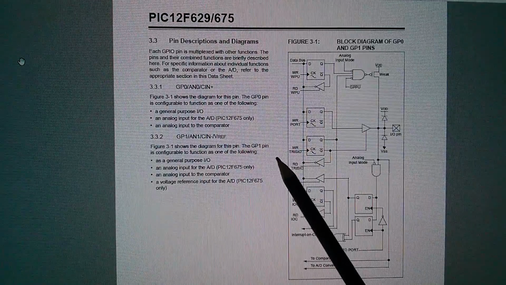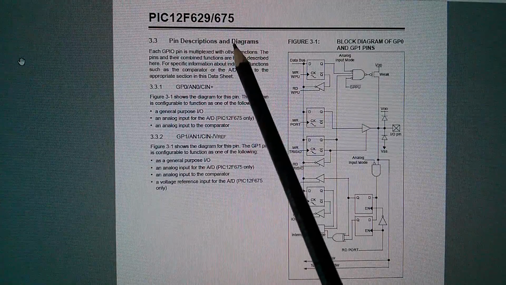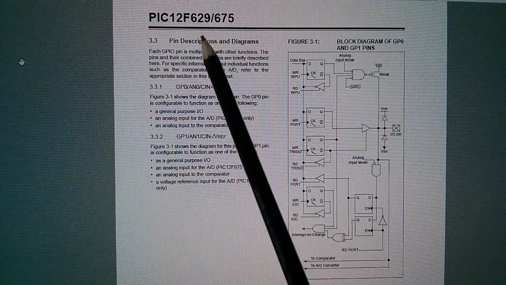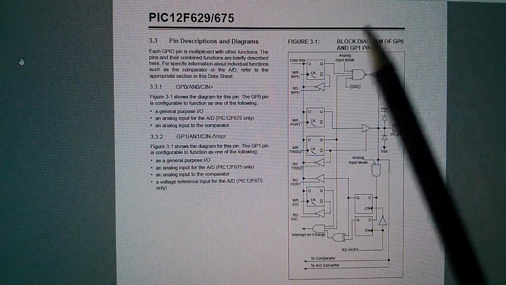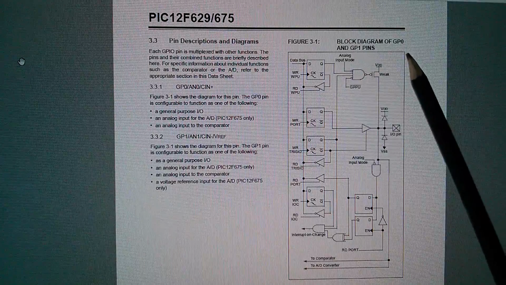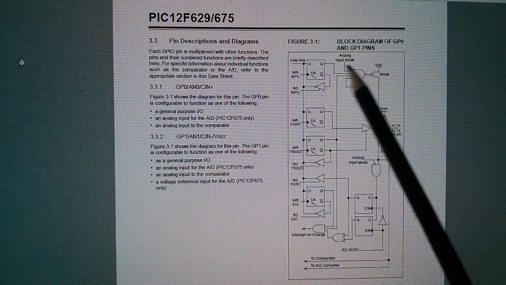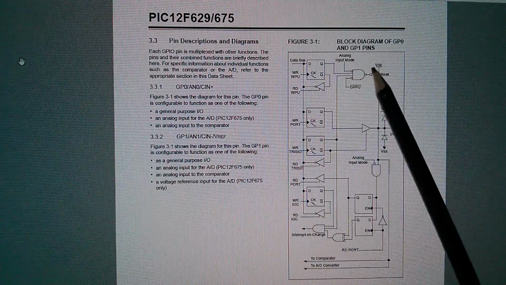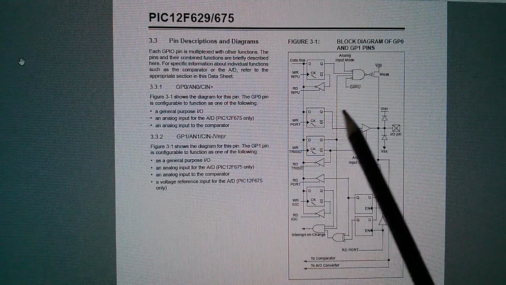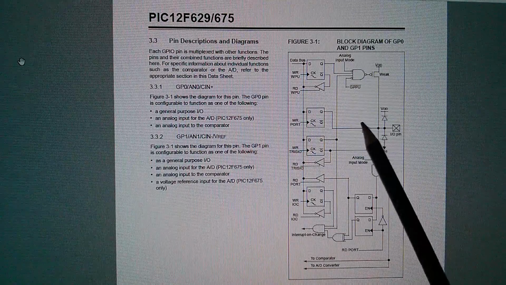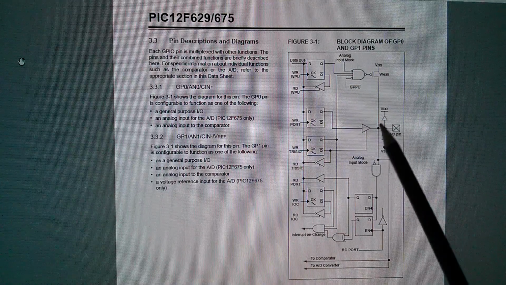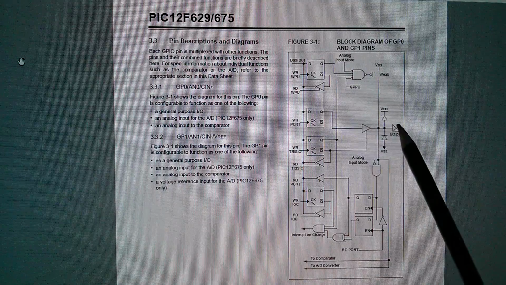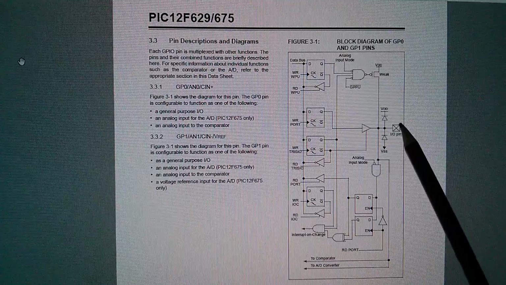So here's the datasheet for the PIC 12F675 and the 629. The only difference with the 629 is it doesn't have analog to digital inputs. Here is a block diagram of GP0 and GP1. These don't flash. And you can see it's quite a complex block diagram. You've got a write port latch and the TRISIO latch, which can tri-state the write port latch out onto the IO pin. Of course, if you set it to an input, the output latch doesn't want to be driving the pin. The pin wants to be able to be read.